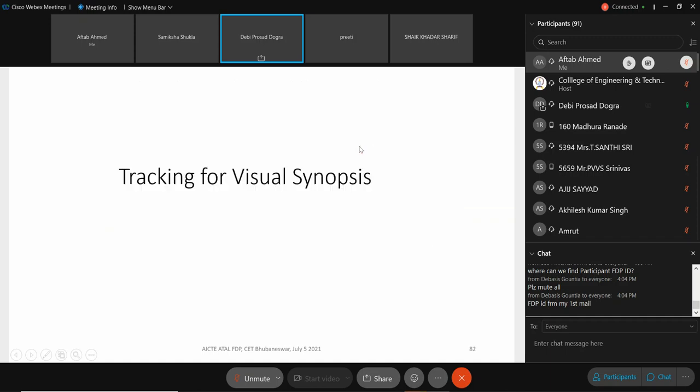Okay. Now, we have looked into supervised tracking, we have looked into unsupervised tracking, and we have seen what the challenges and the possibilities are. Now let's apply this tracking to some real life applications. I'll show you. The first one is tracking for visual synopsis.